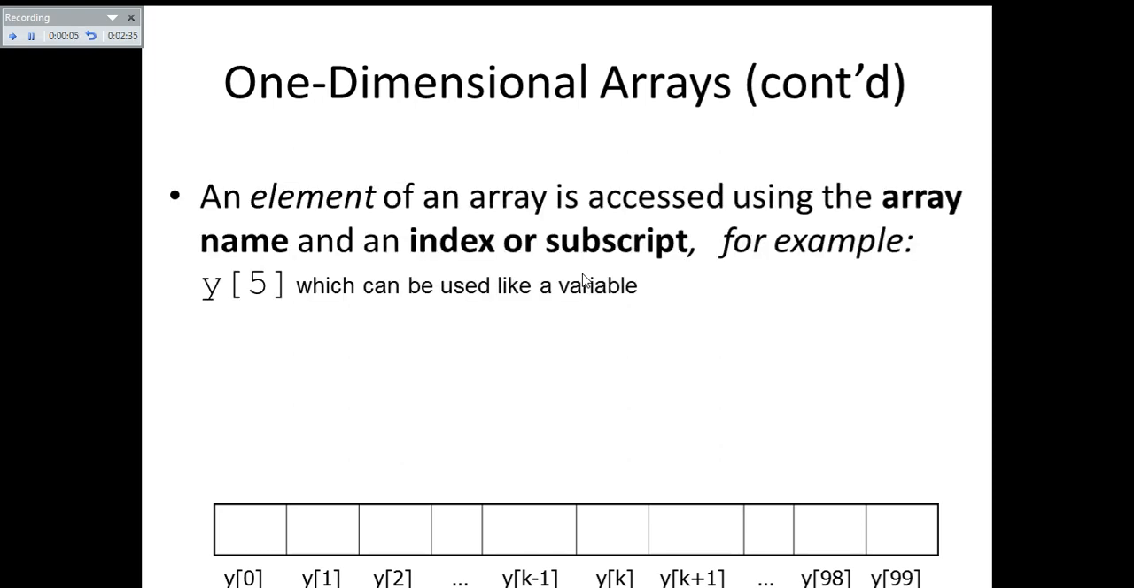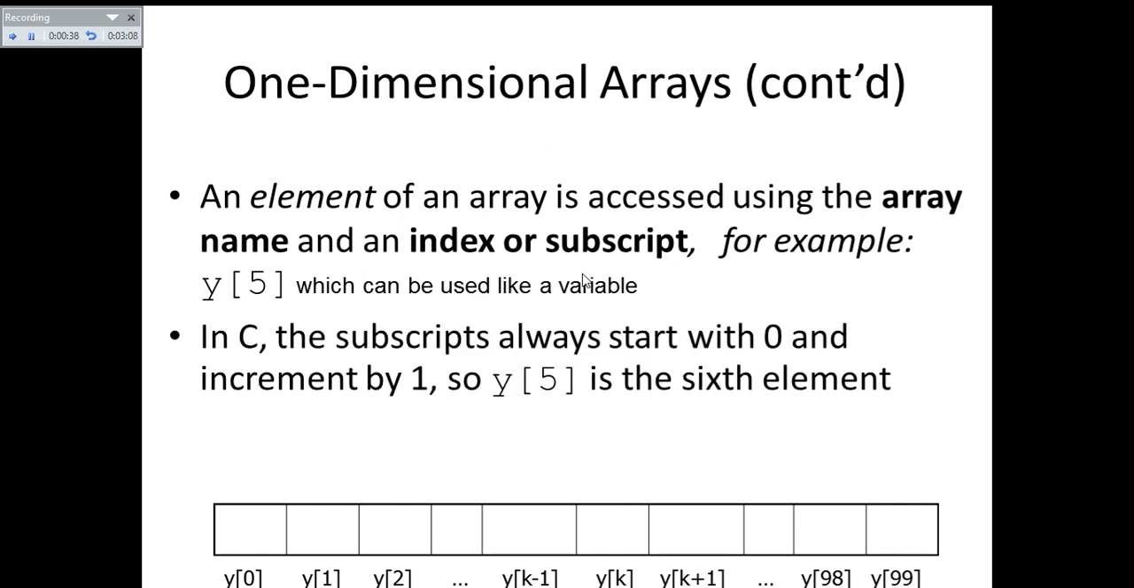An element of an array is accessed using the array name and an index or subscript. The name of the array allows you to identify and access the element of that particular array, along with an index or subscript. Both index and subscript are the same. Using the array name and subscript, you can access the element, for example y of 5, which can be used like a variable.